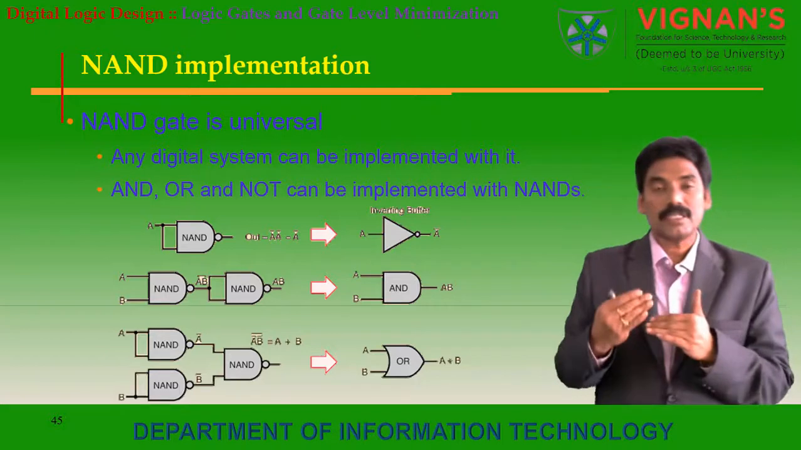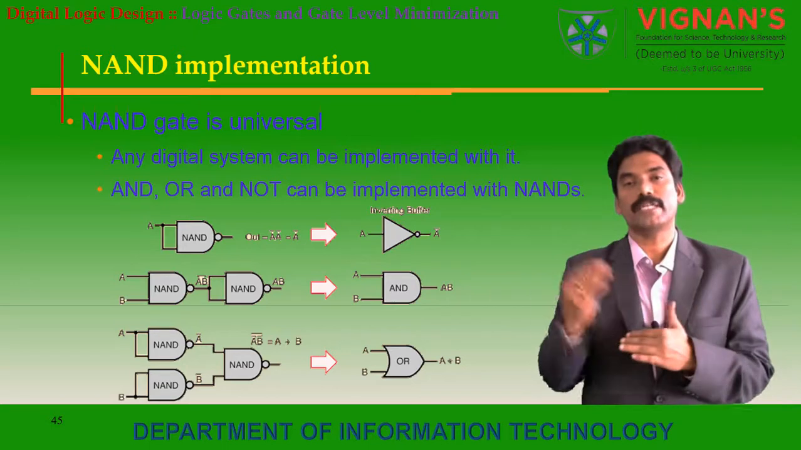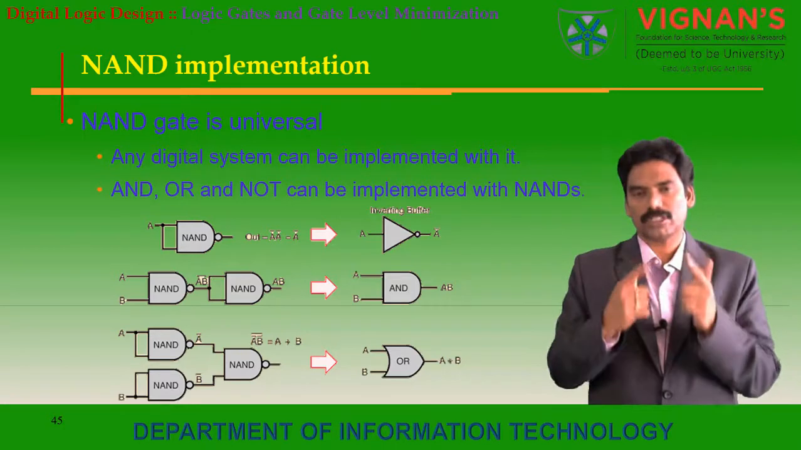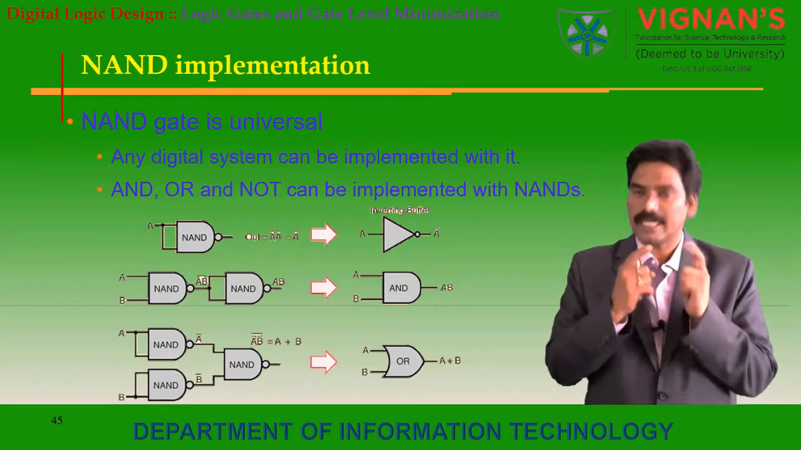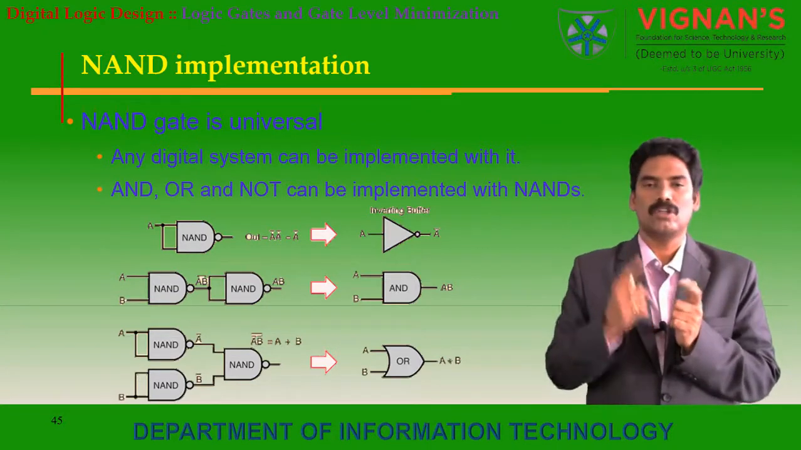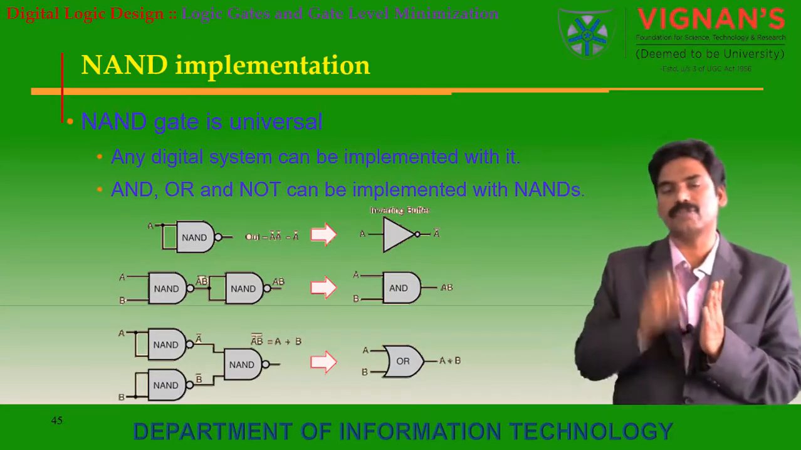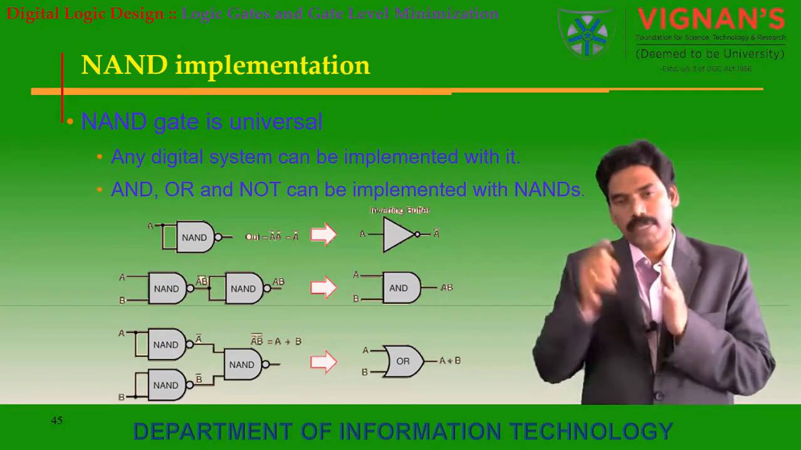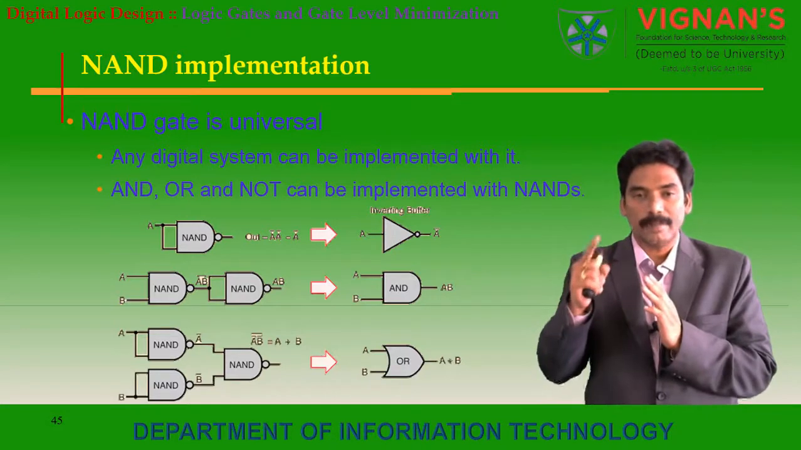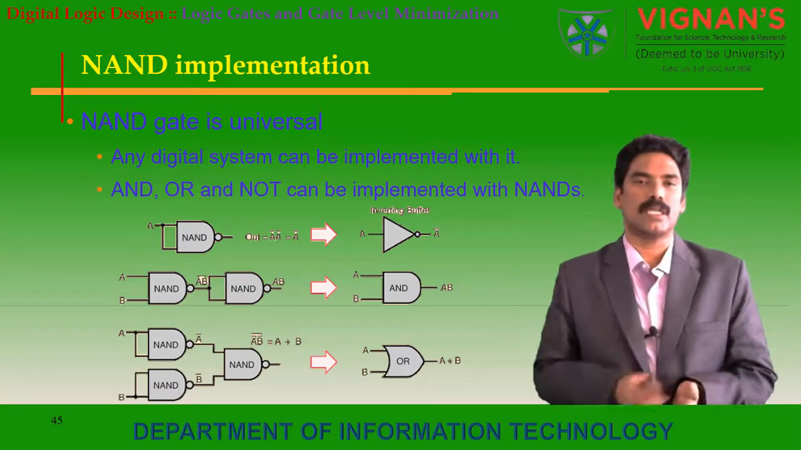And next one is the OR gate. What is the output for the OR gate? A plus B. We have to get A plus B. Here also we are using two NAND gates at the input. For the first NAND gate we are giving A and A again, and for the second NAND gate we are giving B and B also. So from the first NAND gate we get A bar, and from the second NAND gate we get B bar. We give these two, A bar and B bar, to another NAND gate. We get A bar into B bar, whole bar, that is equal to A plus B. This is nothing but the OR gate.